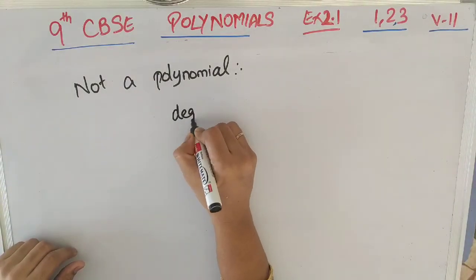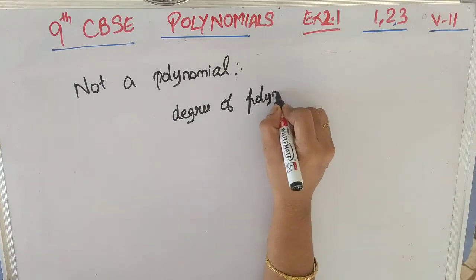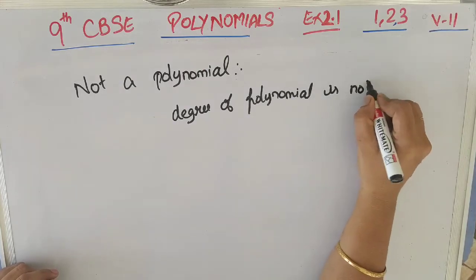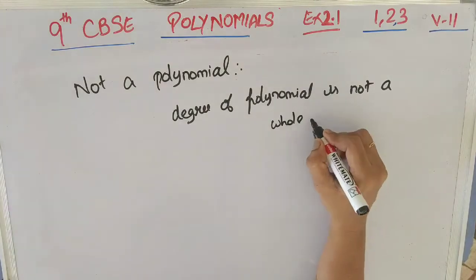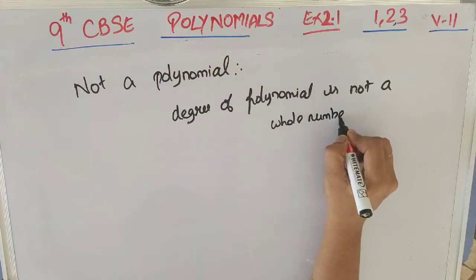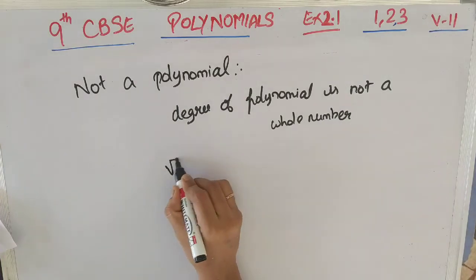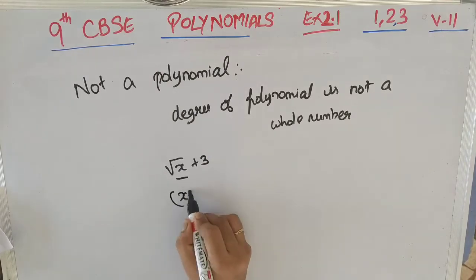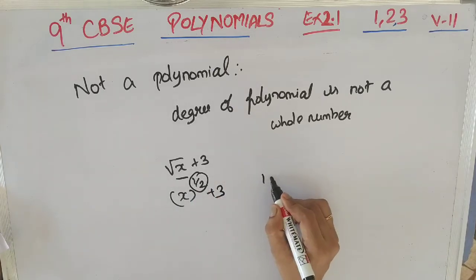Which expression is considered as not a polynomial? There is a condition. If the degree of the polynomial is not a whole number, then it is not a polynomial. Even if the degree of the polynomial is 0, that is simply a constant term, it is a polynomial, because 0 is a whole number. But if the degree is not a whole number, that is, it is a negative number or some irrational number, then it is considered as not a polynomial.